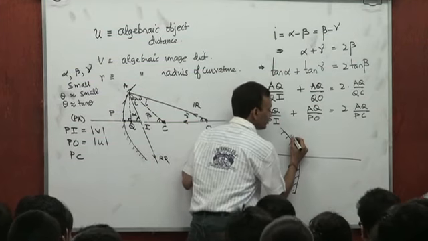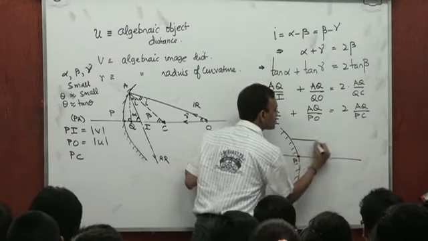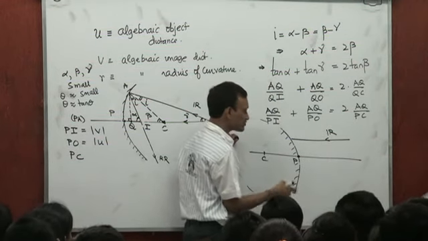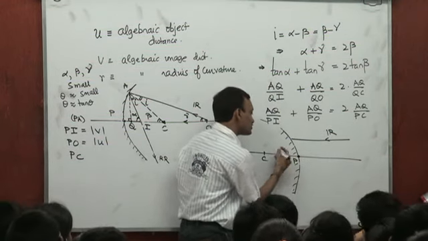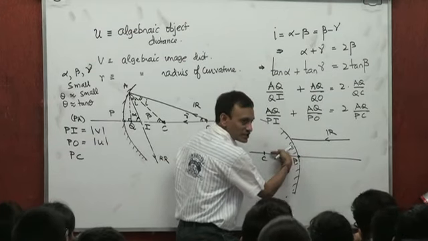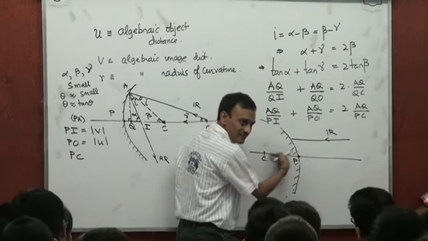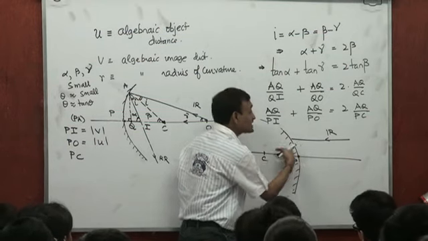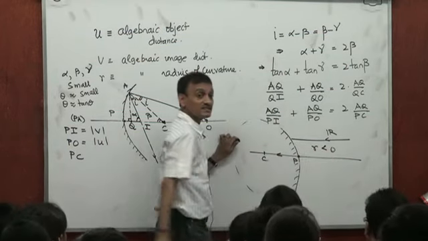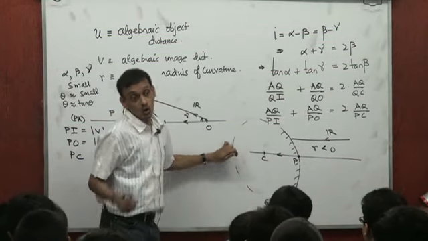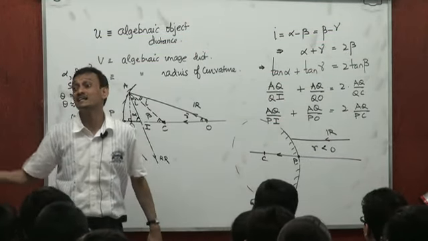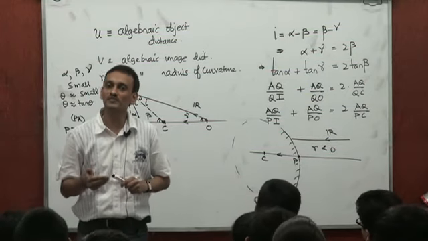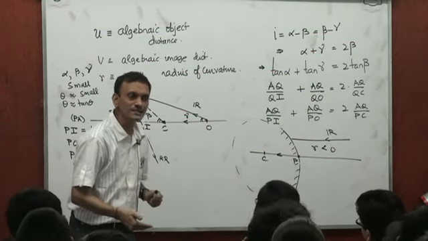And now, if this is an incident ray, then to locate the center of curvature, you have to move in the same direction as the incident ray from the pole. So in this case, R is negative. R could have been positive as well as negative depending on the nature of the mirror.